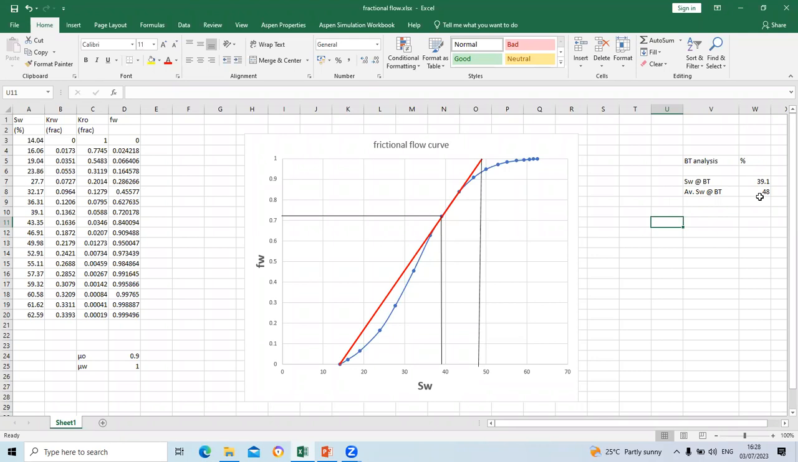So that's our essence for the class today: to do some waterflood analysis to calculate the frontal water saturation and the water saturation behind the front. This is just a key aspect of waterflooding analysis. There are so many calculations that we can do. It's just that the calculations are so complex.